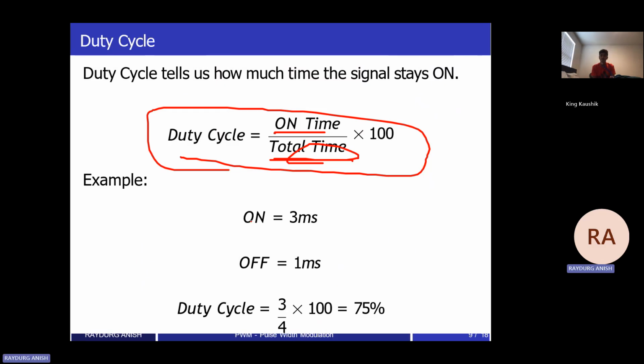Suppose on is 3 and off is 1. Can you tell me what the duty cycle is? If it is on for 3 and off for 1, it's 75%.